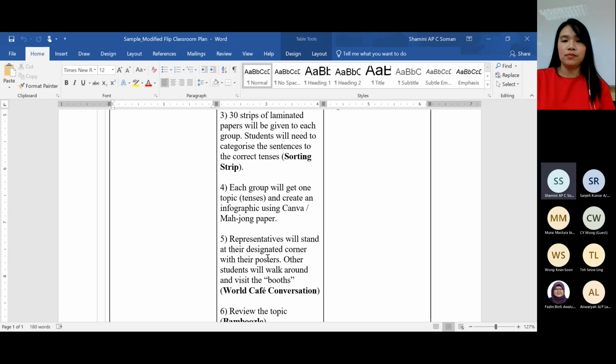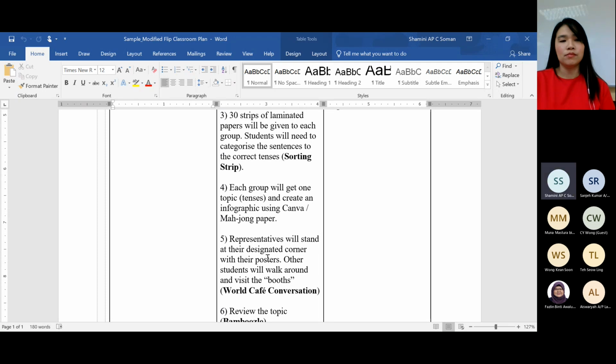They will go there, and then the representative will describe, okay, this is present tense. This tense is simple present. This simple present is used to indicate habitual actions, or it is used to say daily things or facts. Okay, they will present to the students. And then once they got the information, they will move on to a different booth, a different corner. So in this way, most of the students will be walking around listening instead of sitting and listening to a lecture.